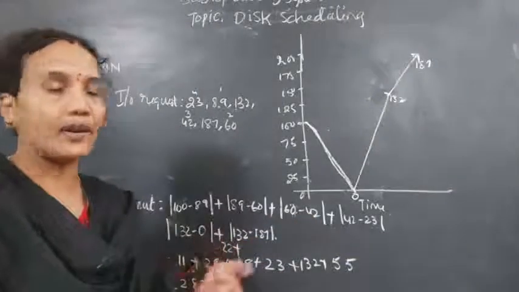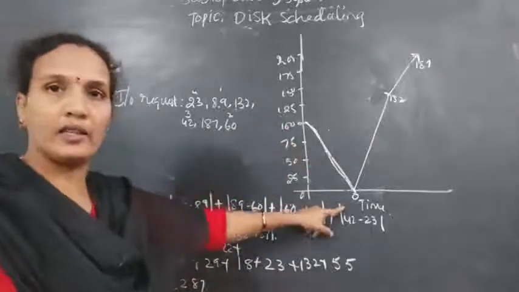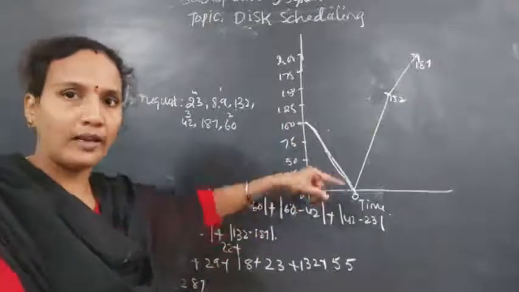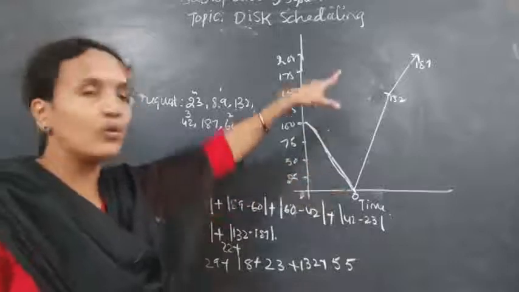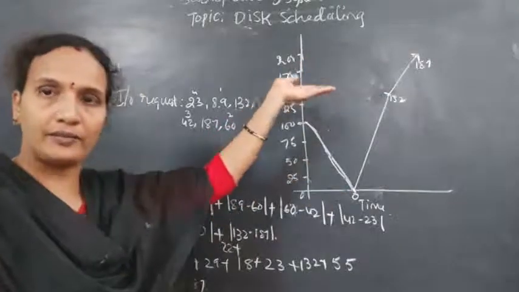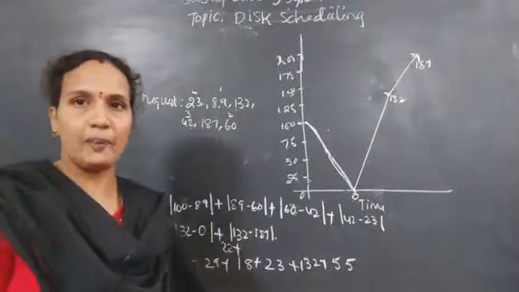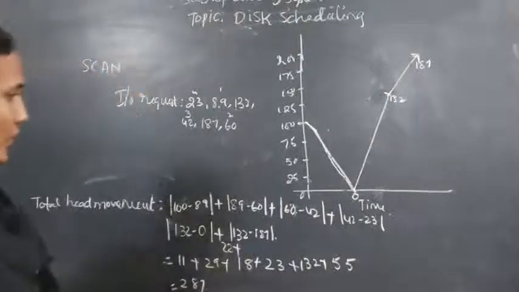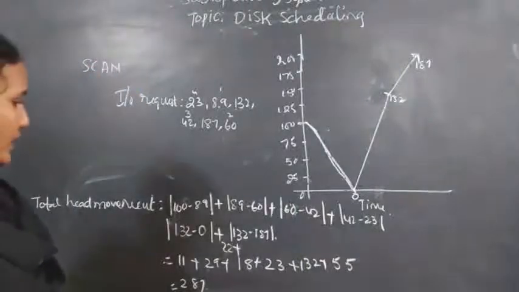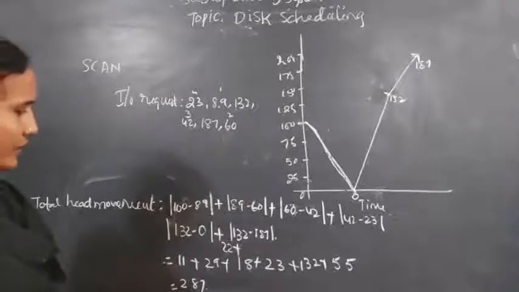Understood? Only one point is there: from one end to another end, it will come down. Next, from the other end it will move up to another end. And that is the reverse direction, up and down. Clear? So you calculate the total head movement. Here the total head movement is 287.